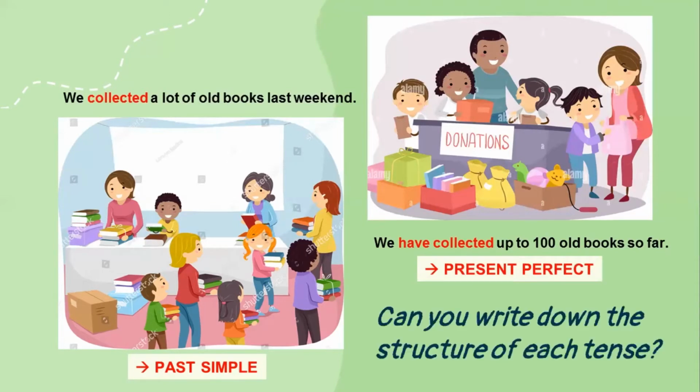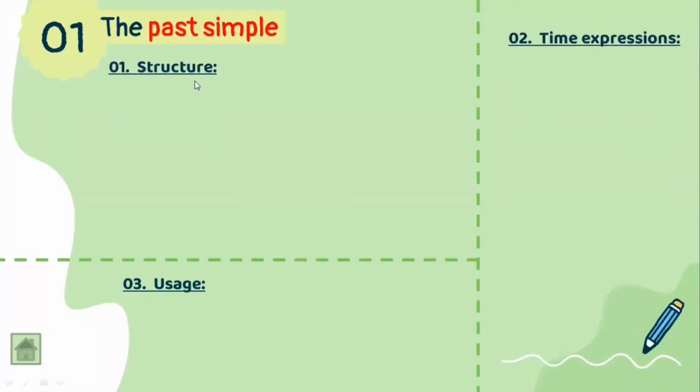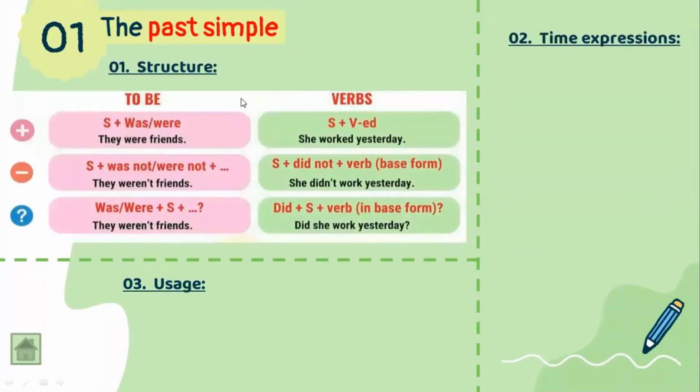So, can you write down the structure of each tense? Can you type it in the chat box? Okay, I received a reply. Yes, correctly. And this is for past simple. How about the present perfect? Okay, subject plus have has plus verb participle. Correctly, thank you. So I will show you the structure of the past simple first.